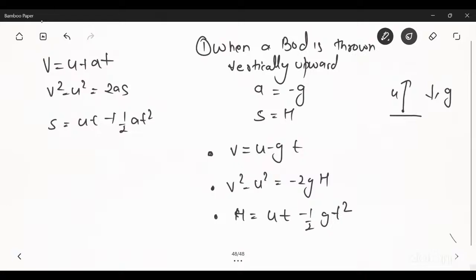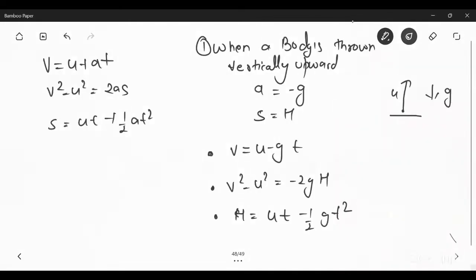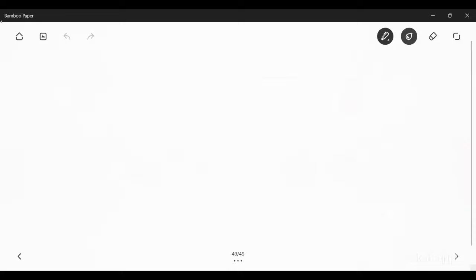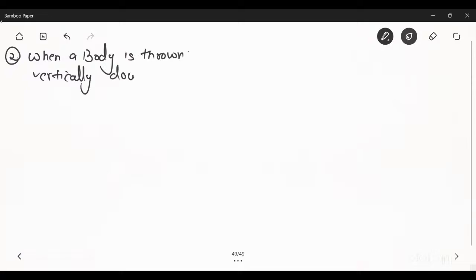Now, the next case is when a body is thrown vertically downward. So when a body is thrown vertically downwards, what will happen? It will move downward. Its initial velocity is downward. Its acceleration is downward. So in that case, we will take the value of acceleration as g because it is moving in the direction of acceleration.